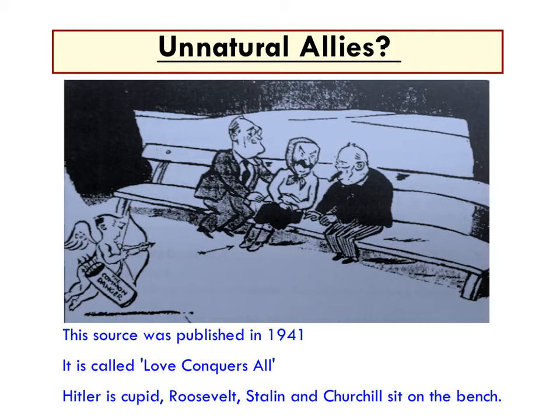So it's kind of suggesting that Hitler, as the common danger, has led Roosevelt, the leader of the USA, Churchill, the leader of the UK, and Stalin, the leader of the USSR, to work together. And there's this kind of suggestion that these three are not naturally together, and that they wouldn't be working together if it weren't for Hitler. So it was recognised at the time that this was an unnatural alliance.